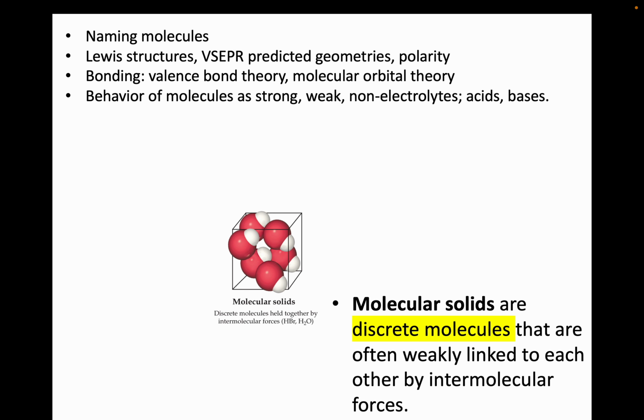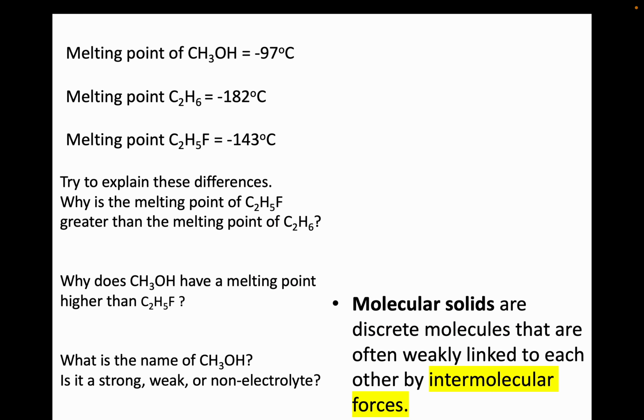We had 2 different approaches for describing the bonding. Valence bond theory, that's the one with hybridization, and molecular orbital theory. We also classified molecules as strong, weak, or non-electrolytes and considered their behavior as acids or bases. More recently, we've been looking at them in terms of intermolecular forces. This question considers several of those ideas.